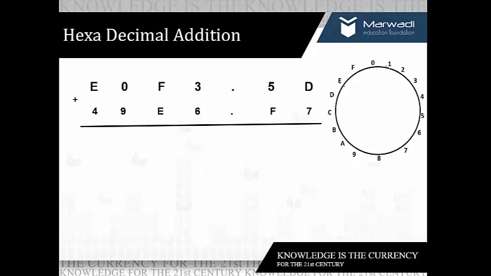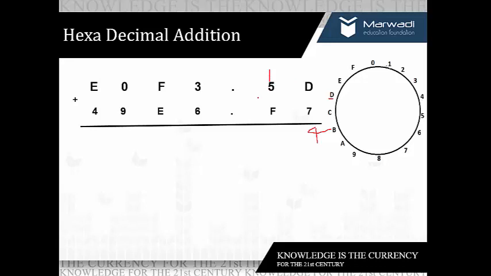Remember the thumb rule of clockwise direction for addition. Here we are going to perform D plus 7. D is over here, plus 7: 1, 2, 3, we have crossed 0, so we will be taking 1 carry. So 1, 2, 3, 4, 5, 6 and 7. So 4 would be written over here and 1 would be carried forward.